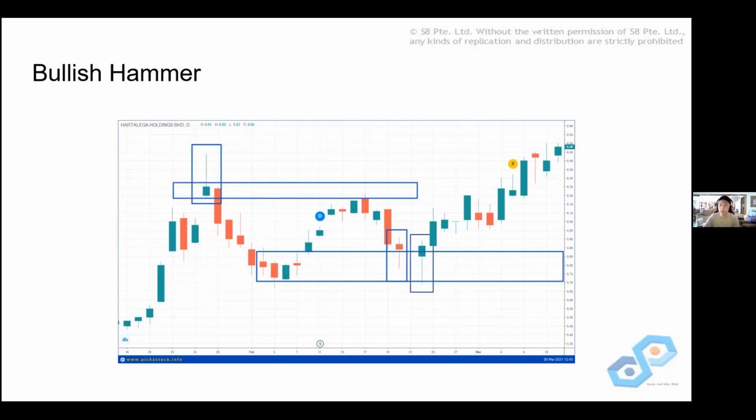And of course, as much as possible, try to find only these hammers in the right areas. Don't really want to care whether this bullish hammer right here at the top is at the resistance area, not interested. I only want to find bullish and bearish hammers at the right places. Signs of strength at the support, signs of weakness at the resistance.